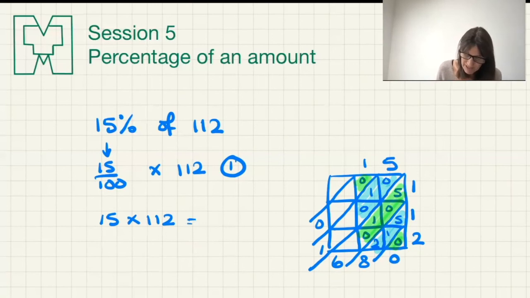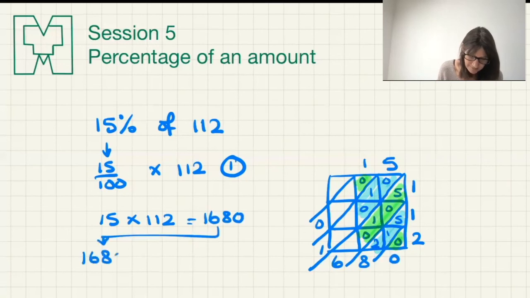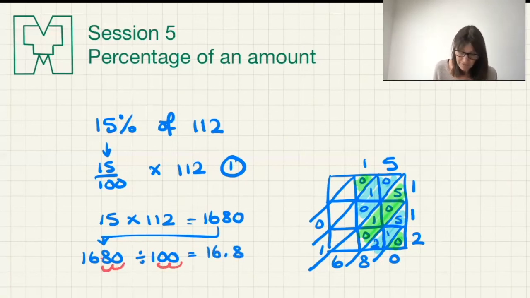So that's giving me 1680, which I take and divide by 100. Same process every time. I have got 16.8. And that is the answer. If you put the 0 down, it's fine. Don't worry about it. It doesn't need to be there. But that is the answer.